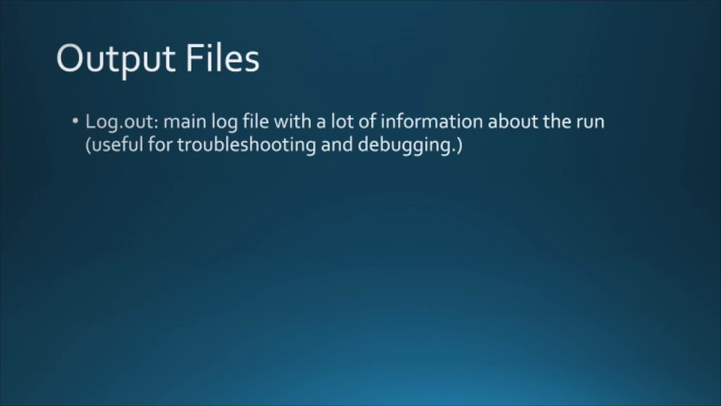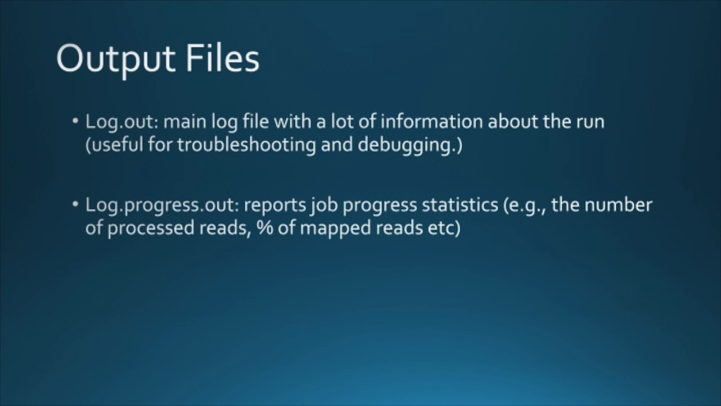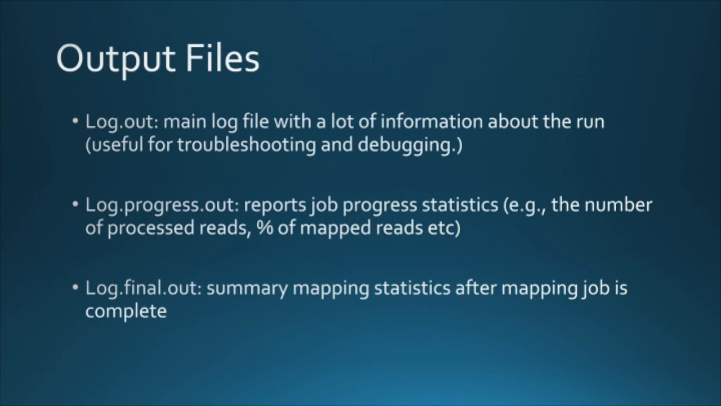The Log.out file provides a ton of in-depth information about how the job was run and is mainly used to help with troubleshooting and debugging. You can see a portion of this file here, and we see that a lot of this information isn't directly useful for performing downstream analyses. The Log.progress.out file gives us information on the progress of the job, including stats on the number of processed reads and the percentage mapped. Finally, the Log.final.out file provides us with the summary mapping statistics, and it's here that we can find a lot of useful information about the performance of our read mapping procedure.